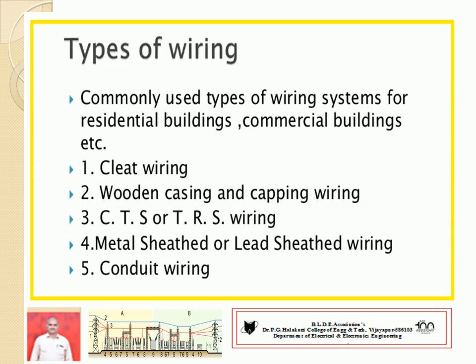Hence, what are the types of wiring systems in domestic buildings? The following are the types of wirings. Number one, cleat wiring. Number two, wooden casing and capping. Number three, C.T.S. Number four, metal sheathed or lead sheathed wiring. Number five, conduit wiring.